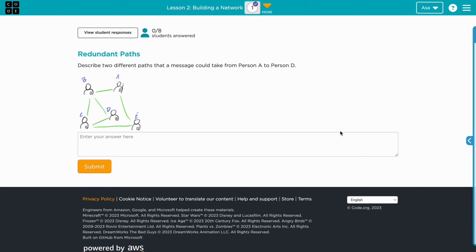If we go to code.org, you can see that this is essentially the only lesson. It's a check for understanding in lesson two. So you are going to be writing about redundant paths, describing two different paths that a message could take from person A to person D here. These are free response questions. After you've finished with all the activities in class, then you can work on this, or even if you want to answer it right now, totally fine.